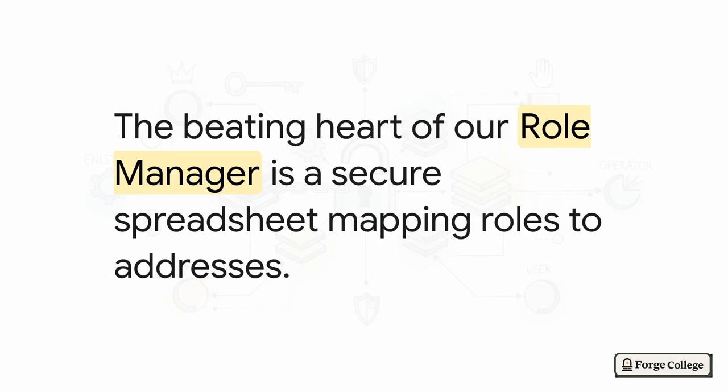Now, the really critical point is this specific line of code. This mapping is basically the beating heart of our role manager. It's a nested mapping, and honestly, it's pretty brilliant. Think of it like a giant, highly secure spreadsheet.